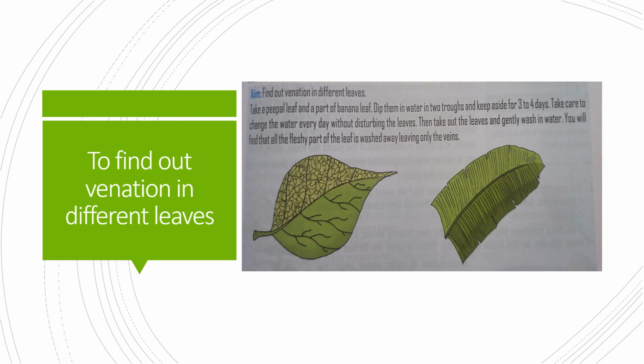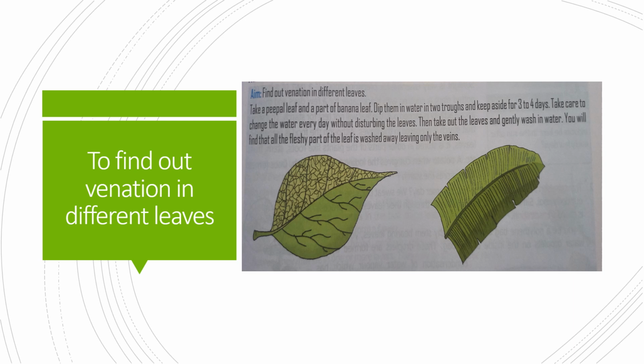Now, how can we find out the venation in different leaves? Suppose we take a peepal leaf and a banana leaf. Now what we have to do in order to find out what kind of venation is present in them is, we will dip both of them in water in two troughs. You can use buckets or tub-like structures, and then keep it aside for 3 to 4 days. Take care to change the water every day without disturbing the leaves.